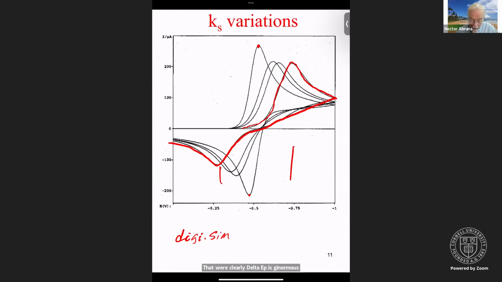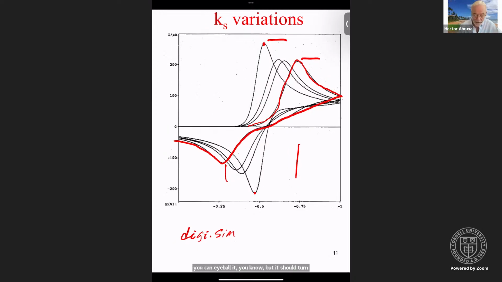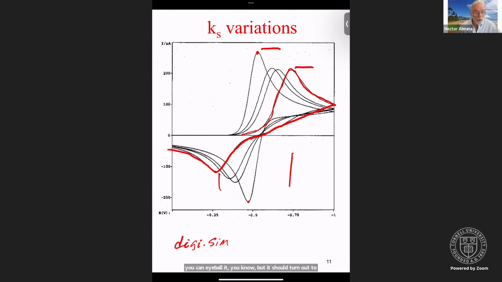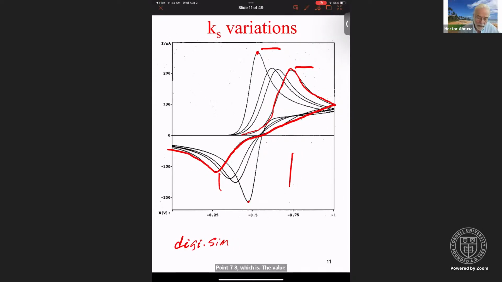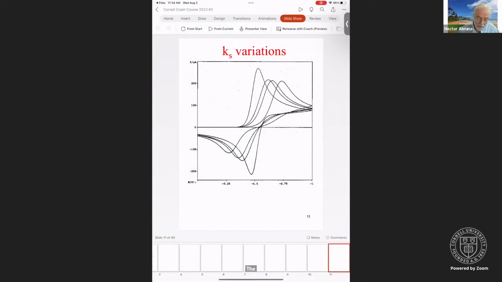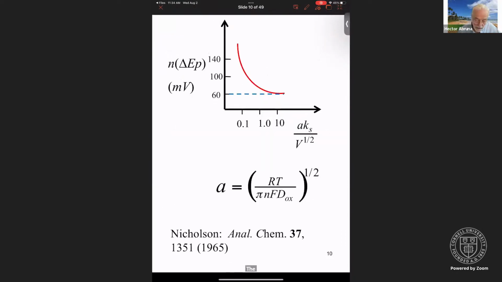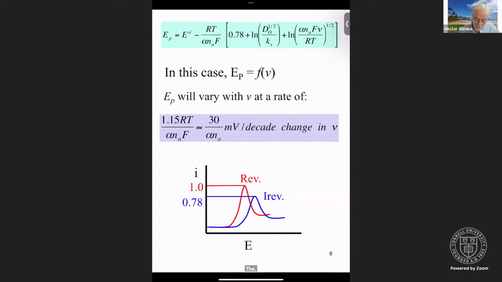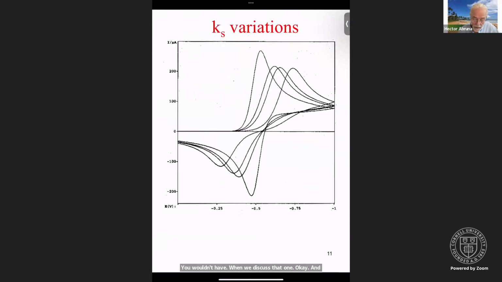Notice also that the ratio of peak currents, I mean, you can eyeball it, but it should turn out to be 0.78, which is the value that you wouldn't have when we discuss that one, okay? And so the ratio of those two peak currents is approximately 0.78.